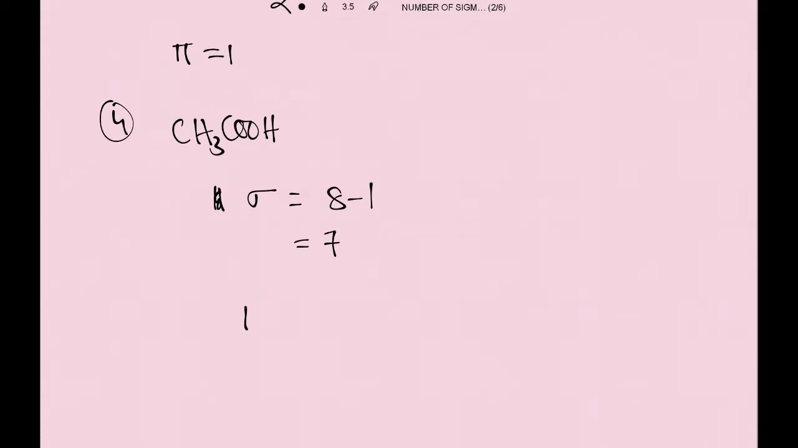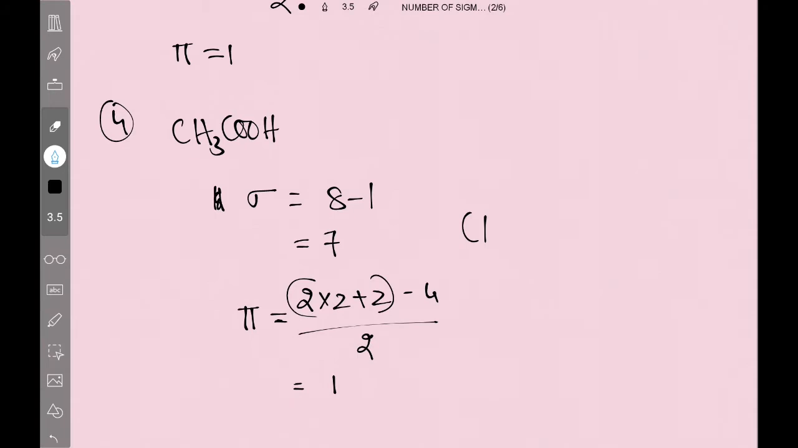And the number of pi bonds: here the number of carbon atoms is 2. 2 into 2 plus 2 minus the number of hydrogen atoms, 4, divided by 2. So we get 1 as the number of pi bonds. You can observe this by drawing the structure also. This is the structure of acetic acid.